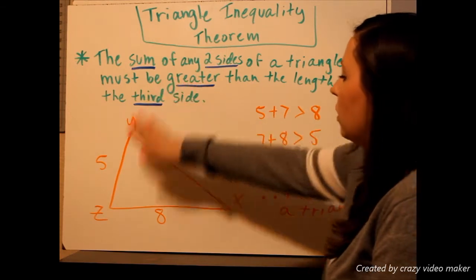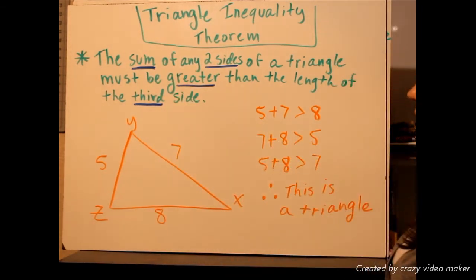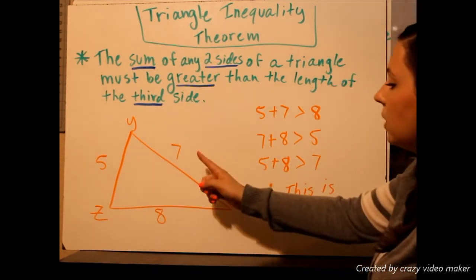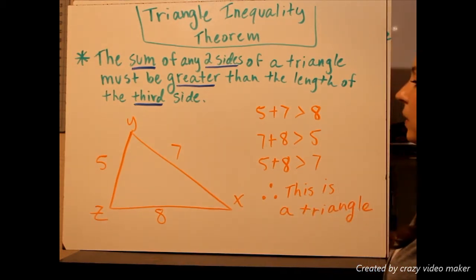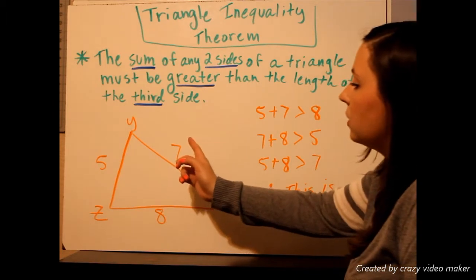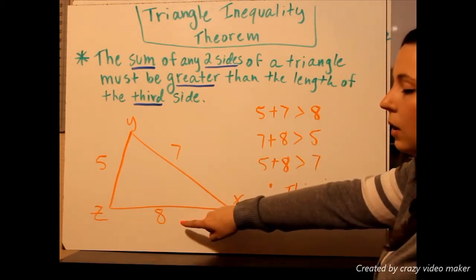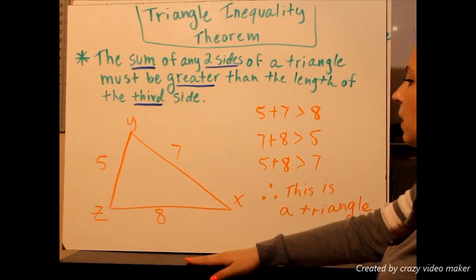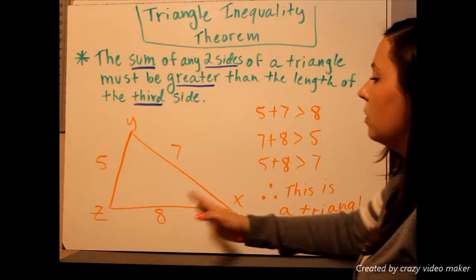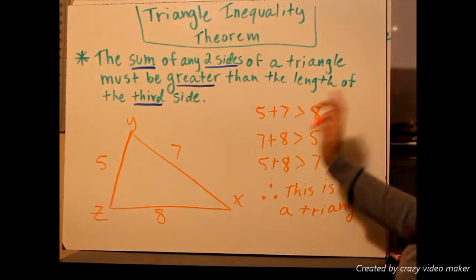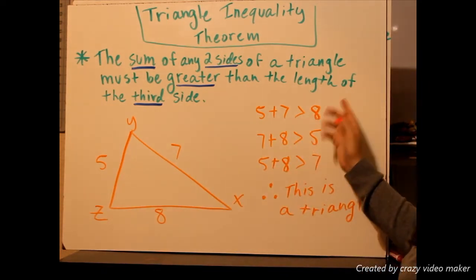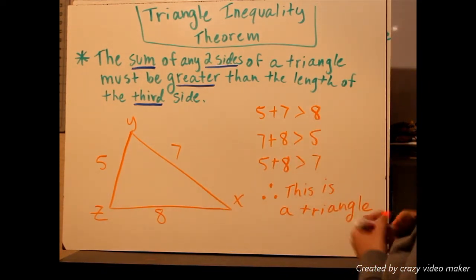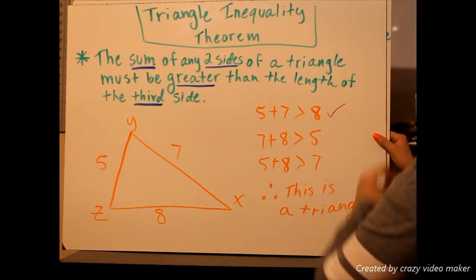So you have this triangle here, ZYX, and it has side lengths of 5, 7, and 8. We are going to go through and see if we add up two of the side lengths, it has to be greater than the third one, the one that wasn't being added together. And you have to check that out for all the different combinations. So first start off 5 plus 7. Is that greater than 8? Yes. So therefore, this one checks out.